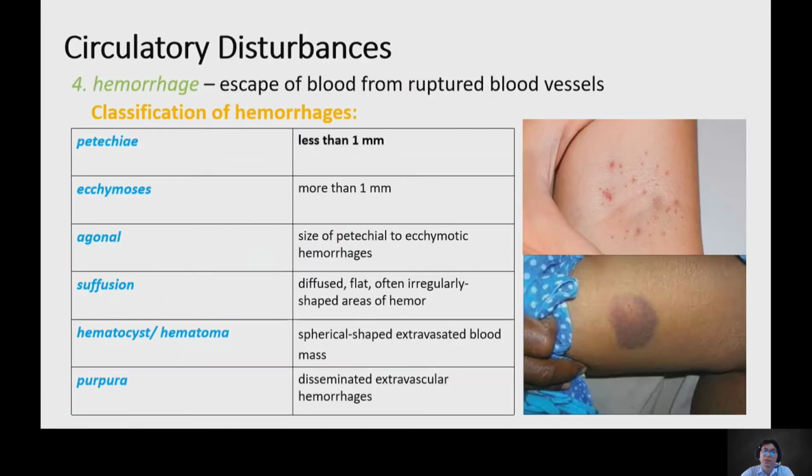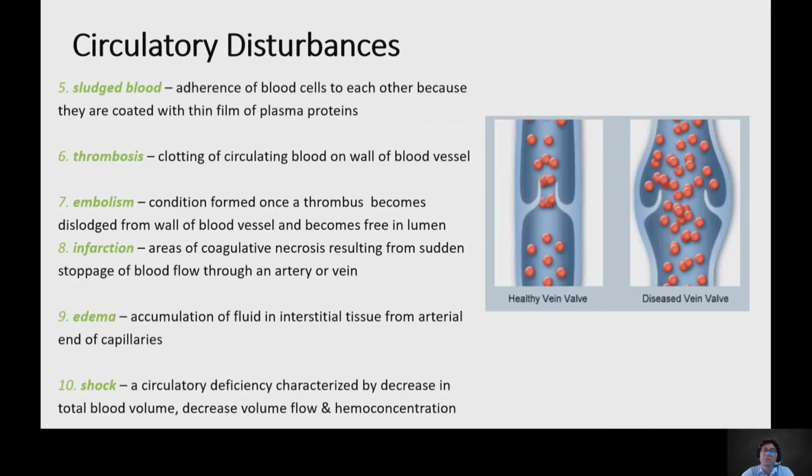Next is circulatory disturbances, hemorrhage, escape of blood from ruptured blood vessels. And here is the classification of hemorrhage. Petechia is less than 1 millimeter. Ecchymosis is more than 1 millimeter. Agonal is the size of petechial and ecchymotic hemorrhages. The image shows petechia from the upper and ecchymosis from the lower. Suffusion is diffused, flat, often irregularly shaped areas of hemorrhage. Hematosis or hematoma is a spherical-shaped, extravasated blood mass. Purpura is disseminated extravascular hemorrhage.